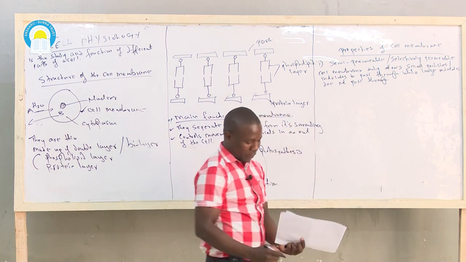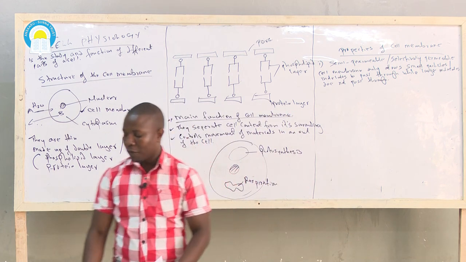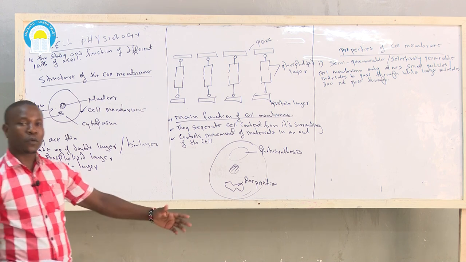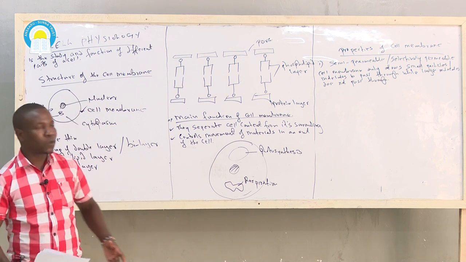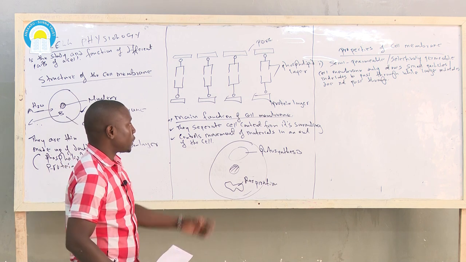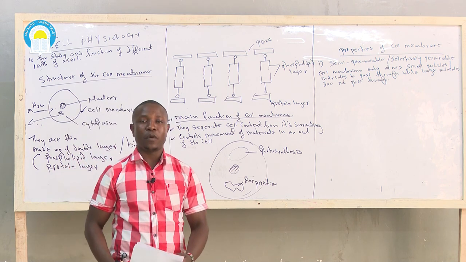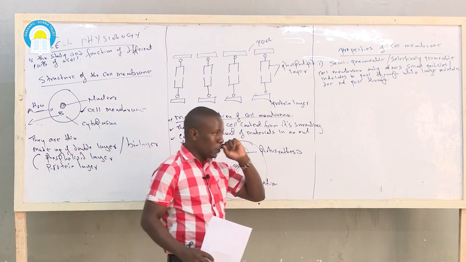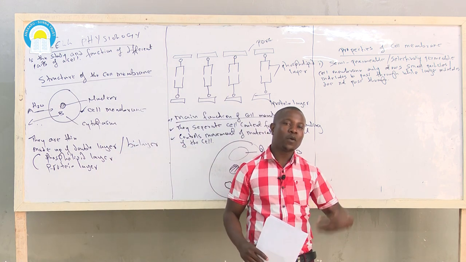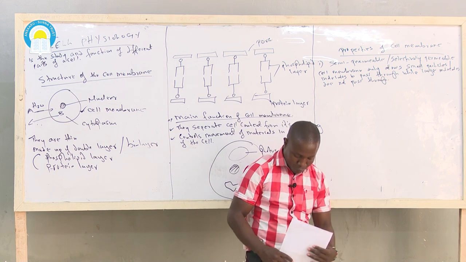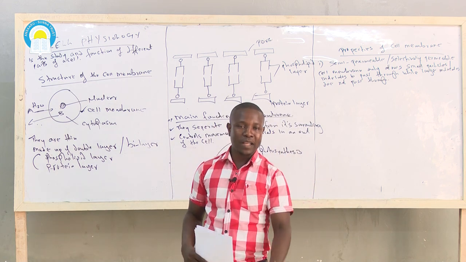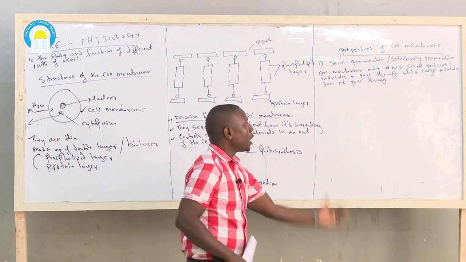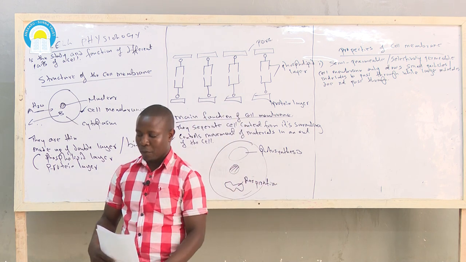So the ability of the cell membrane to allow small particles to move across, to pass through, is called what? Semi-permeable or selectively permeable. It only selects those particles that are too tiny or too small to pass through, while those particles that are too big or too large cannot pass through. That's why you call it selectively permeable or semi-permeable.